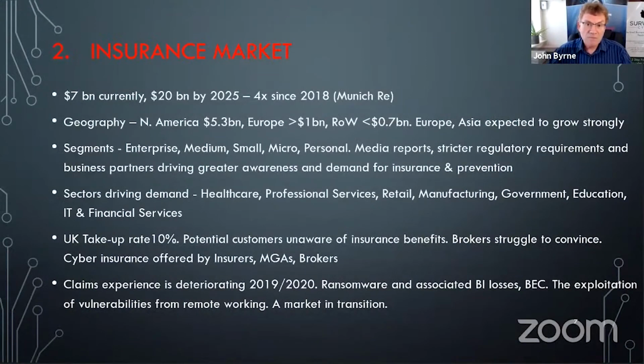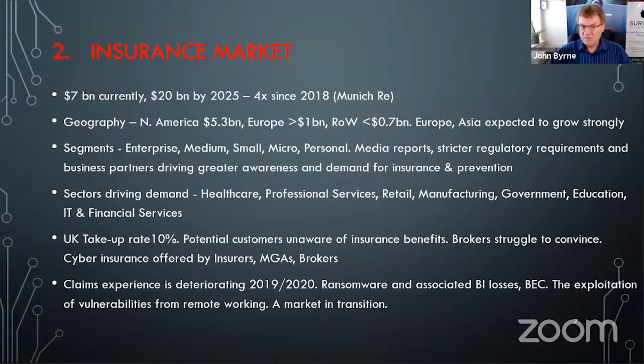So number 2 on our topics is the insurance market. Now that you understand the environment, what's insurance doing? Well, we currently have an estimated $7 billion industry going to 20 billion by 2025. And that's quadrupled since 2018, according to Munich Re. The geography, though, is heavily focused on North America with 5.3 billion. Europe, supposedly more than $1 billion in insurance premium, and the rest of the world about 700 million, with Europe and Asia expected to grow quickly.